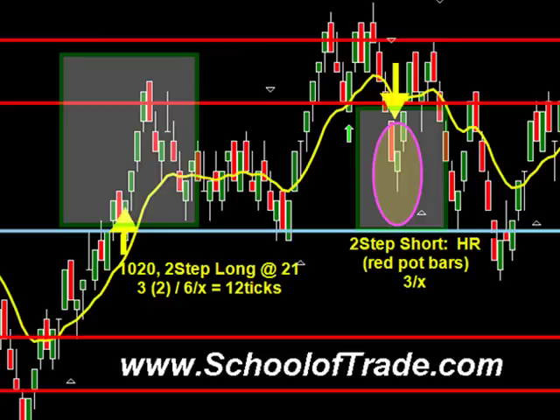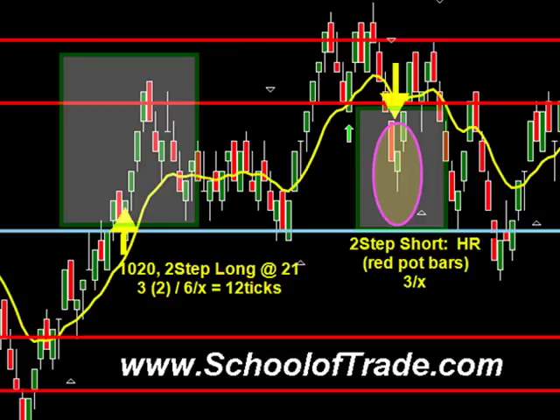We then looked for a 2-step short just before 10:30. Saw nothing but red pot bars, and of course, what the word pot bar means is pace of the tape. And when we see red pot bars, that means we're not going to take that trade, or in this case, we call this being higher risk.